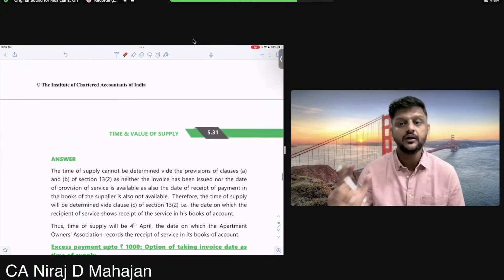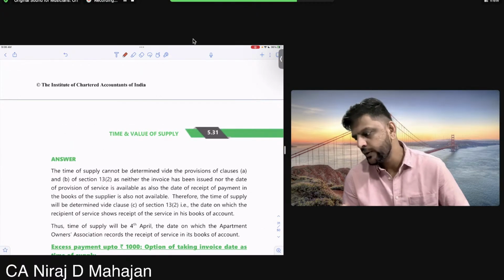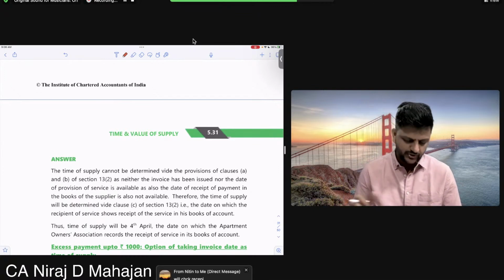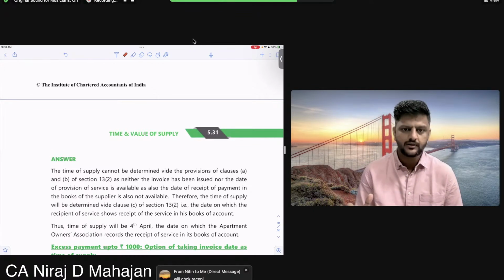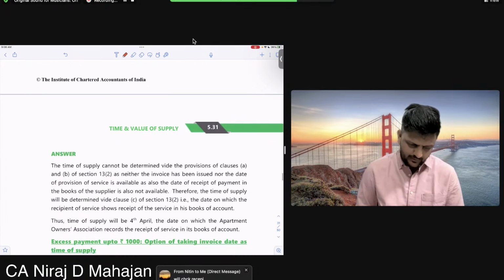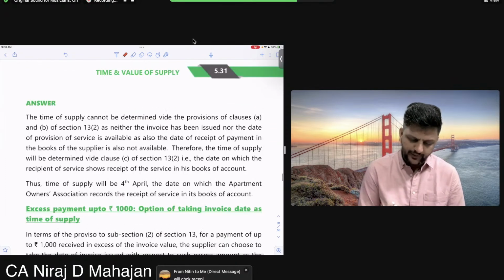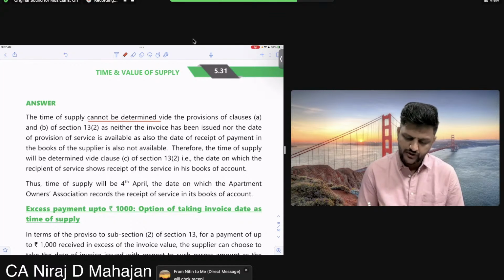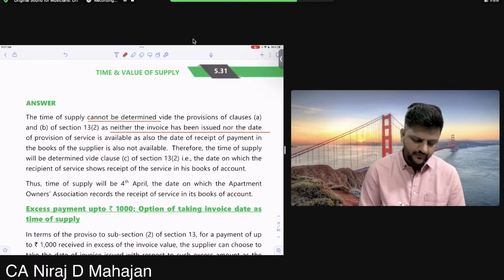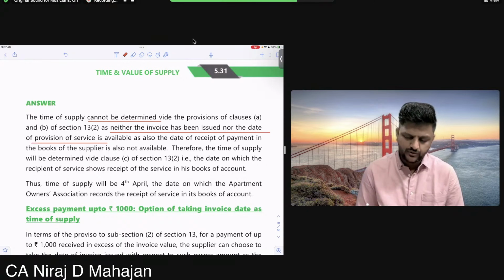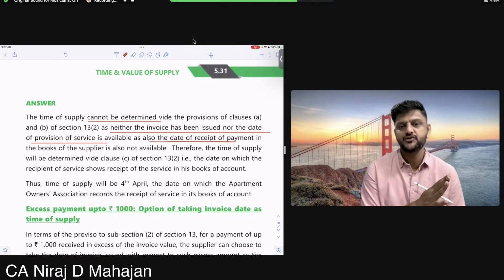Then we go into the recipient's books of account and check when the service was received. The answer is on the next page. Correct. The time of supply cannot be determined as per part A and part B and all of that, as neither the invoice was issued nor the date of supply of services available. Also the payment date is not available. All three of them are not available.